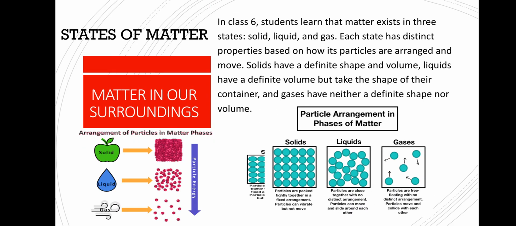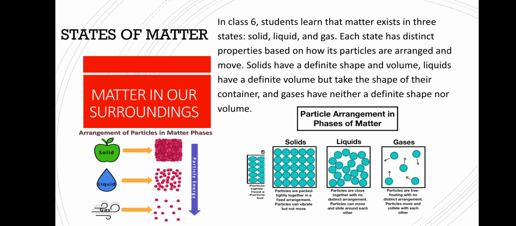In class 6, students learn that matter exists in three states: solid, liquid, and gas. Each state has distinct properties based on how its particles are arranged and move. Solids have a definite shape and volume. Liquids have a definite volume but take the shape of their container, and gases have neither a definite shape nor volume.